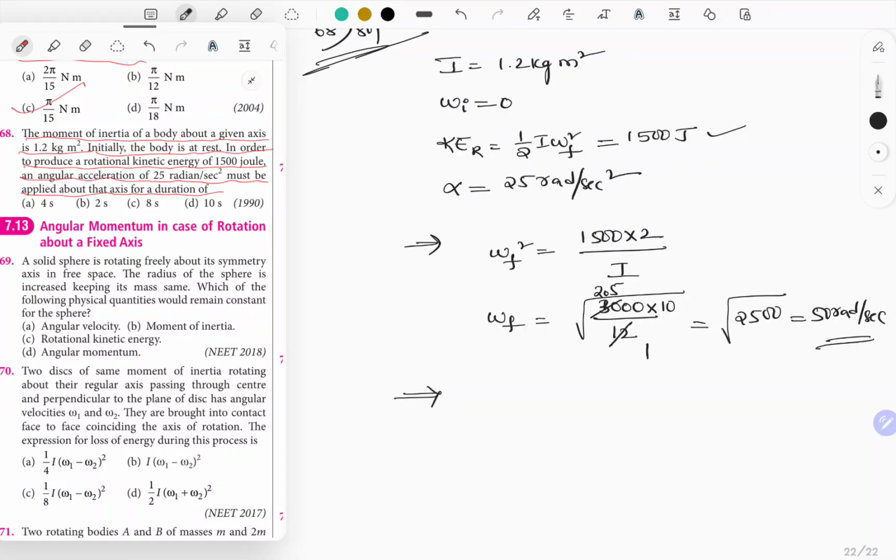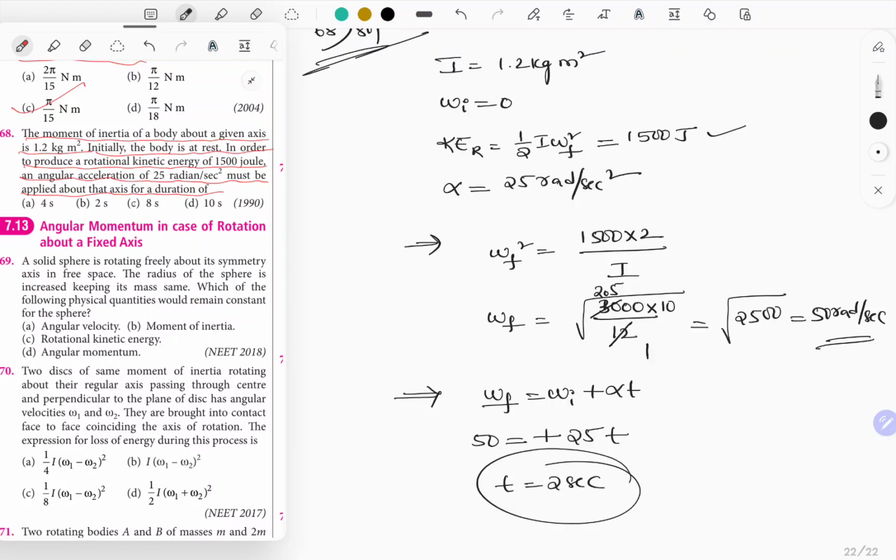I know omega final, omega initial, and alpha; I have to find out time. So omega final is equal to omega initial plus alpha into t. Omega final is 50, initial is 0 plus alpha is 25 into t. Then t is equal to 2 seconds. Within 2 seconds, this is the energy that the object is going to get. So which option is correct? Option B is the correct answer.